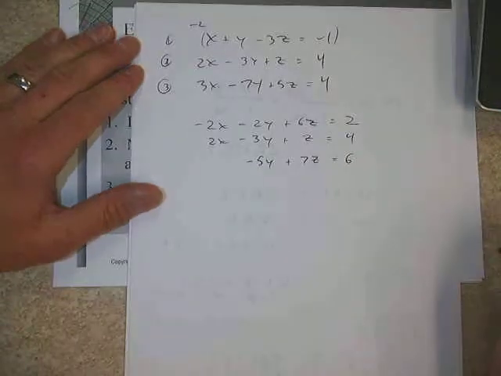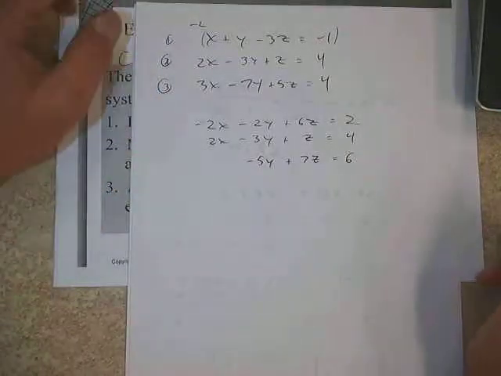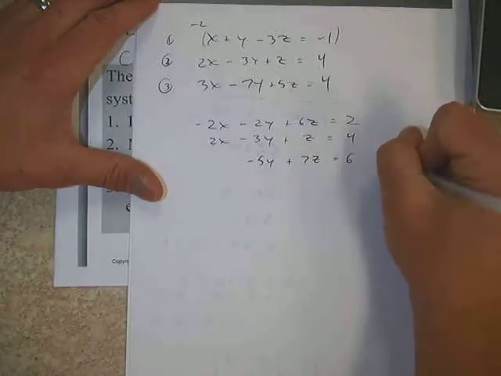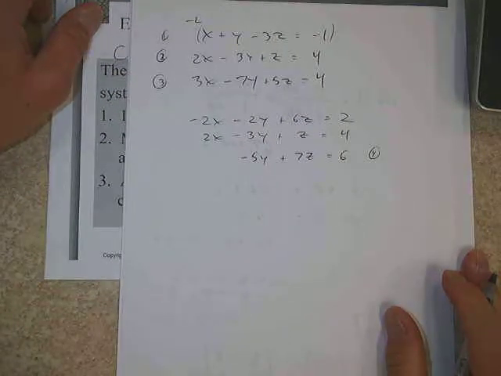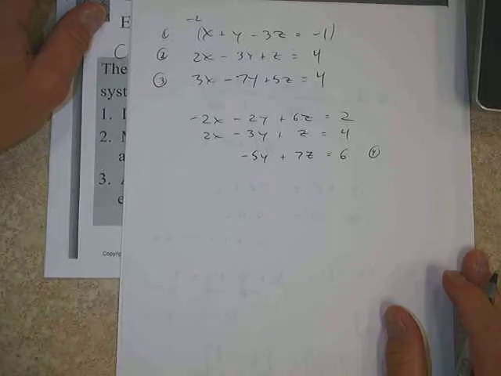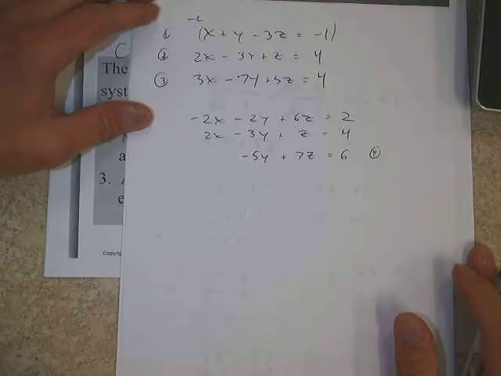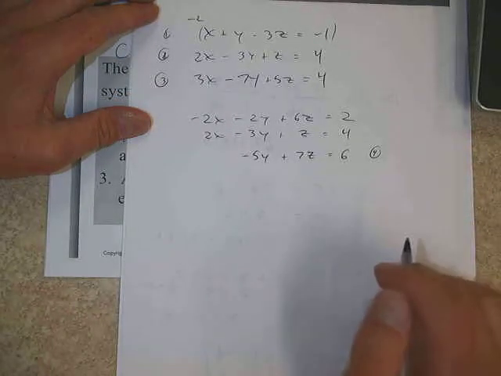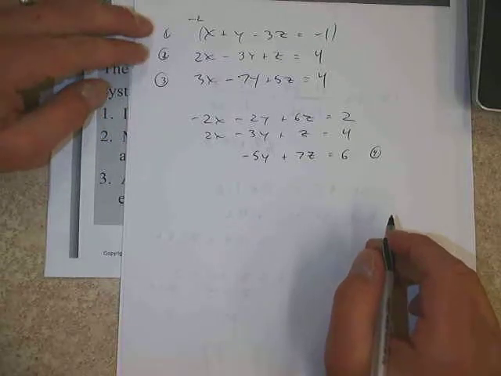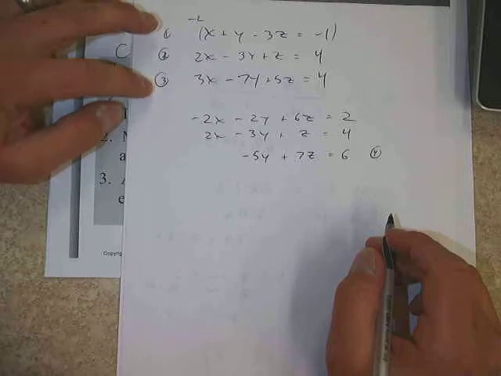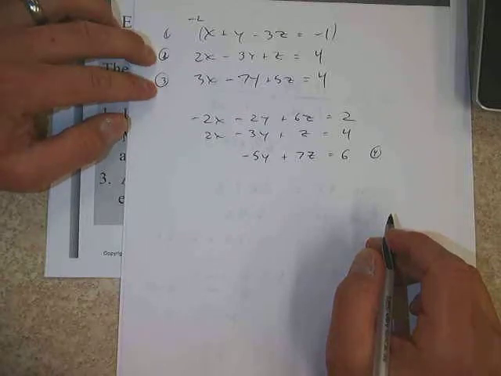And then I'm going to add those together, and that will eliminate the x's. So I'm going to have -5y plus 7z equals 6. Alright, so this is another new equation. I'm going to call it number 4. I like to number these as I go because that helps me keep track of what's what. So that's my number 4.